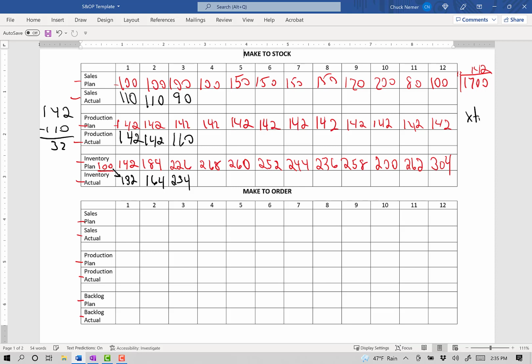So this is the process that we go through for make to stock, and I'll write it on the right side. Extra goes into inventory. Okay? And this is how we do the math for make to stock. In the next video, we'll do S&OP for make to order.